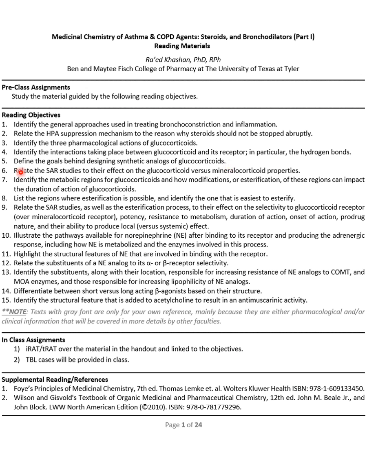And then relate the structure activity relationship studies to their effects on the glucocorticoids and mineralocorticoid properties. So you're going to see a graph that shows how the modifications of that structure can enhance the glucocorticoids and hopefully reduce the mineralocorticoids properties and reduce the side effect coming from the mineralocorticoids property. And then identify the metabolic regions for the glucocorticoids and how modifications of these regions or esterification of these regions can prevent the metabolism of the glucocorticoids and increase their duration of action.